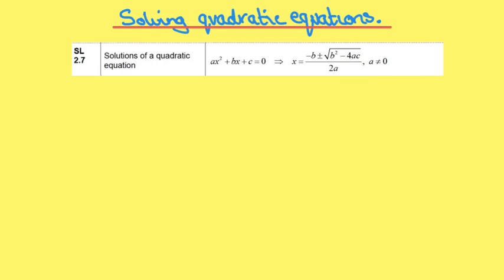So for any quadratic written as ax squared plus bx plus c equals 0, we know that x is equal to minus b plus or minus the square root of b squared minus 4ac, all divided by 2a. And we know that a cannot equal 0, because if a is 0, we would not have a quadratic.